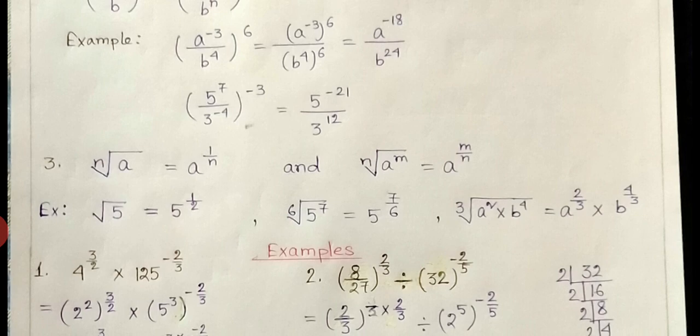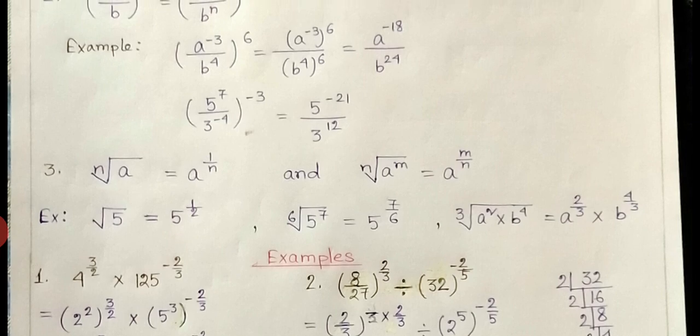The third law says nth root of a equals a to the power 1 by n. For example, square root of 5 is equal to 5 to the power 1 by 2, and nth root of a to the power m equals a to the power m by n. For example, sixth root of 5 to the power 7 is equal to 5 to the power 7 by 6.